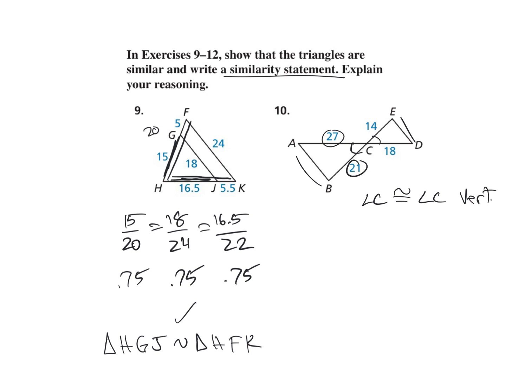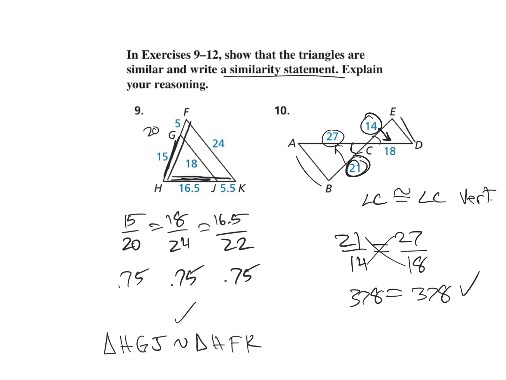So be very careful here. 21 is smaller than 27, and 14 is smaller than 18. That means that 21 and 14 go together. 21 is to 14, as 27 is to 18. Cross multiply. 21 times 18 is 378, and 14 times 27 is 378.